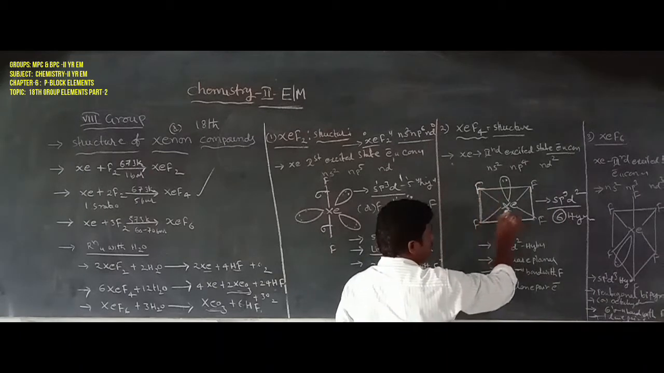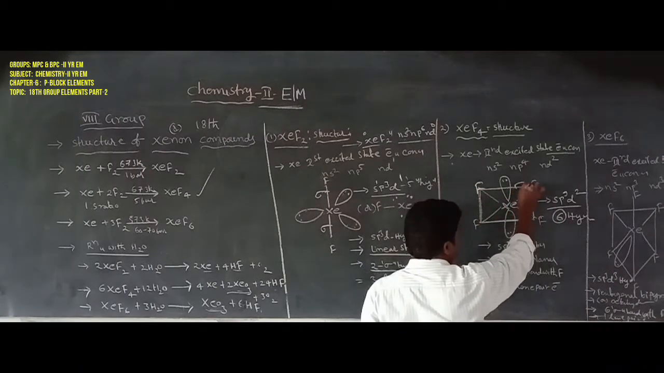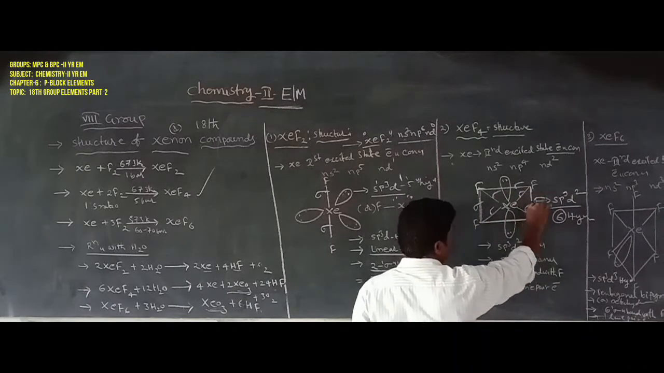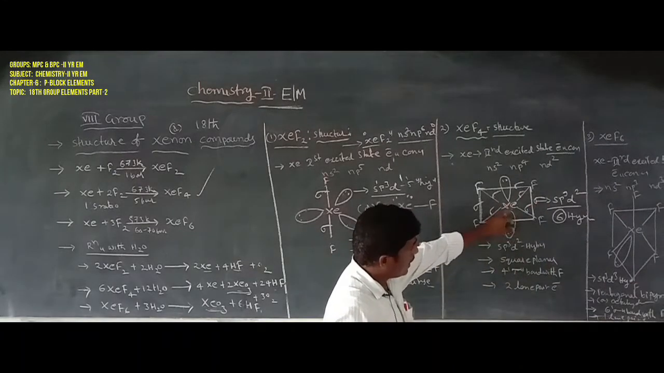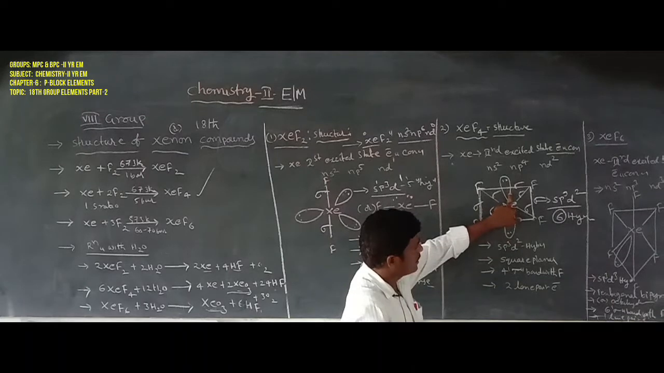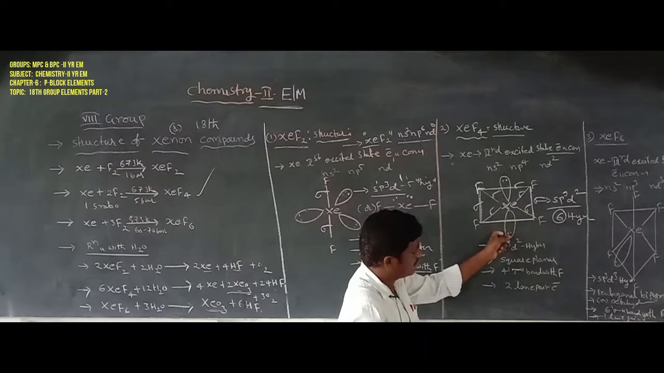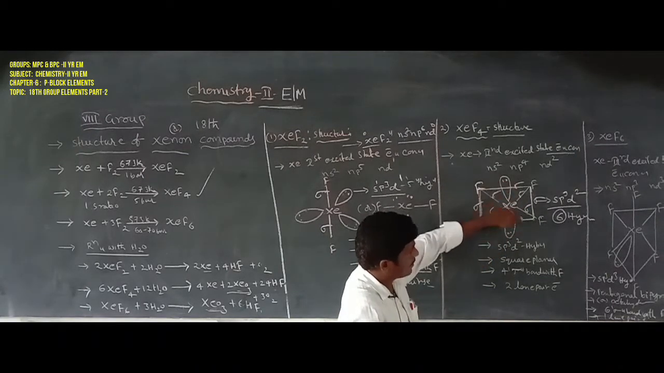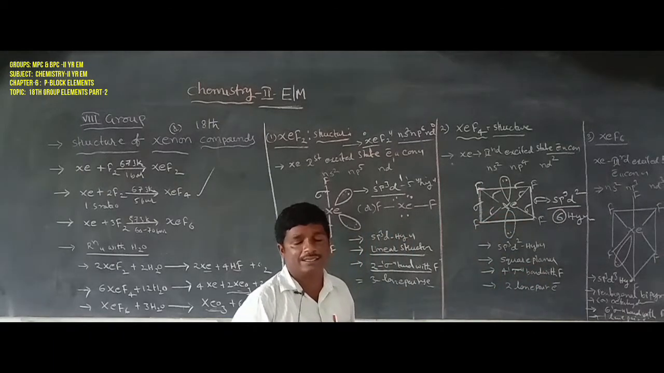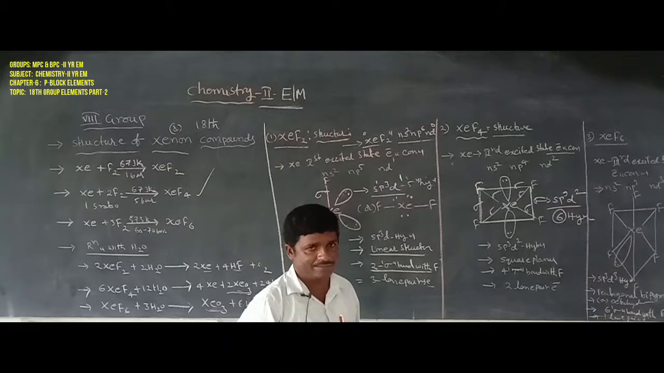4 fluorine atoms, then form 4 sigma bonds. Here is the 1, 2, 3 and 4. That is the 4 bonds of the 4 fluorine atoms, also known as bond pairs. Then 4 sigma bonds form and 2 lone pair electrons exist, then the square planar structure forms. That is the xenon tetrafluoride structure.